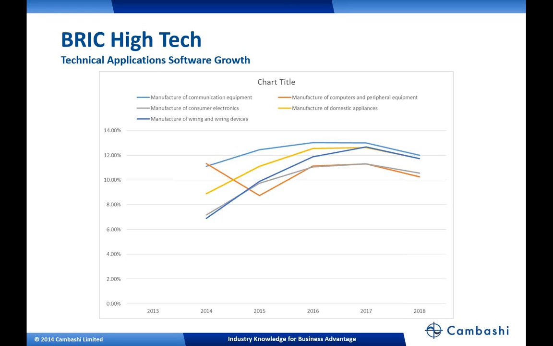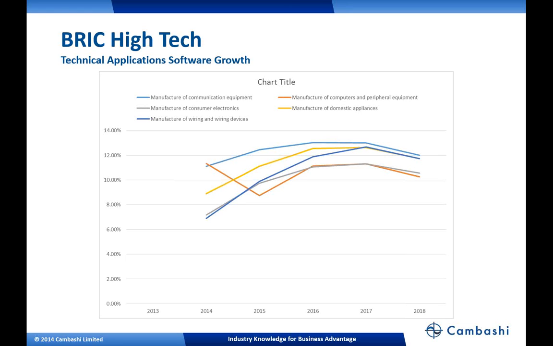So this is information again from the Cambashi Industry Observatory. The Industry Observatory has over 100 industry sectors, so we're able to drill down in quite some detail. And this shows the top 5 growth sectors within the overall high-tech segment. And you can see the upper blue line here is actually the manufacture of communications equipment. Why is that at the top there? Well, that sector happens to include things like smartphones. So it's rather unsurprising that that will be at the top.